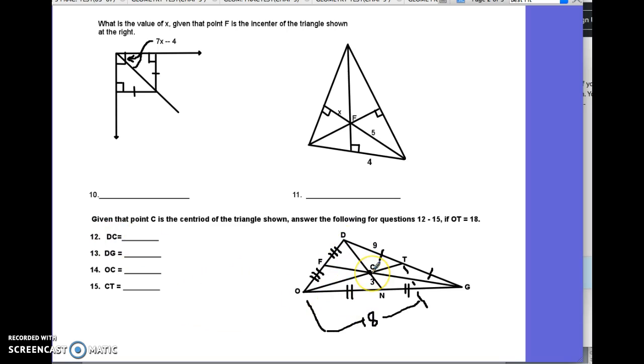Distance from D to C is going to be easy because here's what I told you. This is a median, right? If this is a median, the longer segment of the median is always going to be twice the shorter. So if this one is 3, then this has to be what? 6. So DC is going to be 6. That's done. DG, from D to G, all the way here. What is that going to be? Well, this is 9, and this is also going to be 9 here because T is a midpoint. So it's going to be 9 plus 9. That's going to be 18.